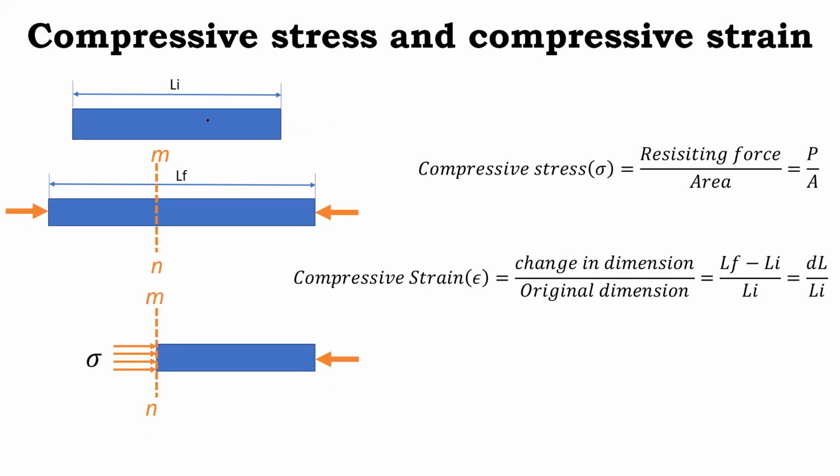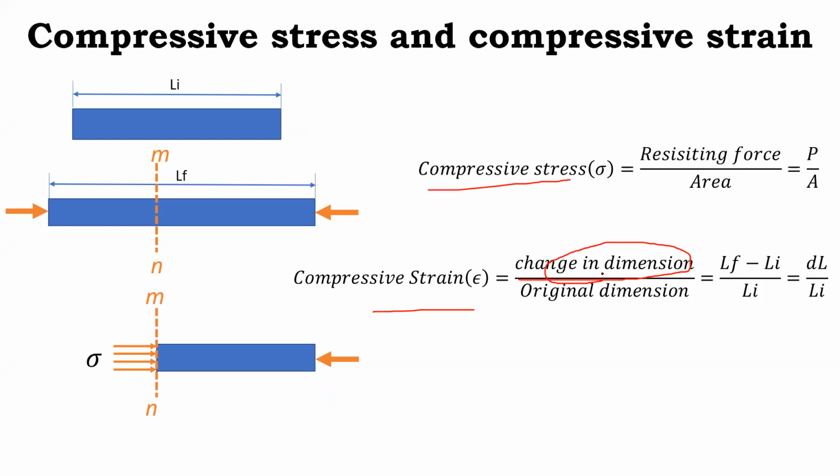So we get a rod, we apply the force on this, and now the important change is that the resisting force is in the opposite direction. Compressive stress is equal to resisting force upon area. Compressive strain is equal to change in dimensions divided by original dimensions. Ignore the sign here. We'll only consider the change in dimensions. We'll not consider the negative or positive sign. We need the change in dimensions. So here it will be Li minus Lf, which is equal to dl upon Li. Okay, so this is about the compressive stress and compressive strain.